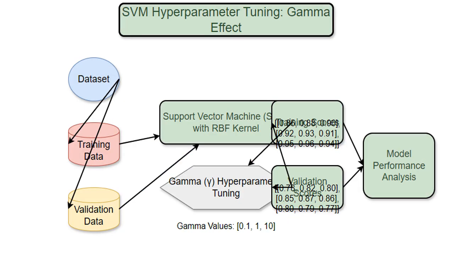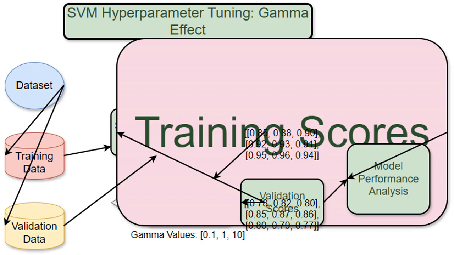These are the different values of gamma used to train and evaluate the SVM model. We'll compare the performance of the model at each value. These scores represent the model's accuracy on the training data for each gamma value. The scores show how well the model fits the training data. Higher scores indicate better fit.